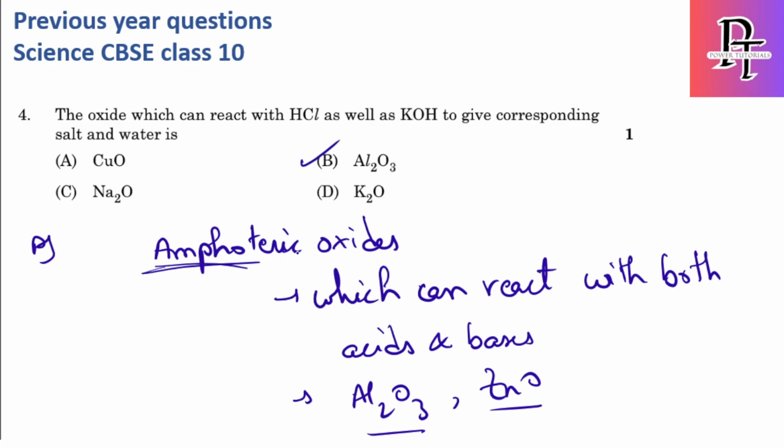So this is very important for amphoteric. Even in the set A paper, we have this. They asked what are amphoteric oxides, and here they are simply asking, among these, which reacts with KOH as well as HCl to form products. Okay, let's go to the next one.